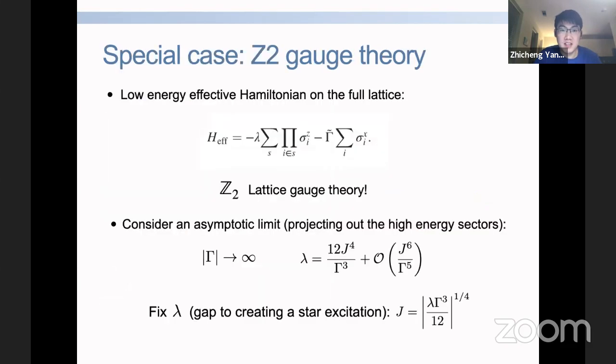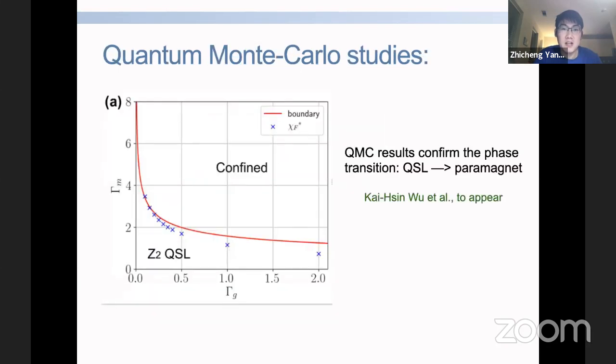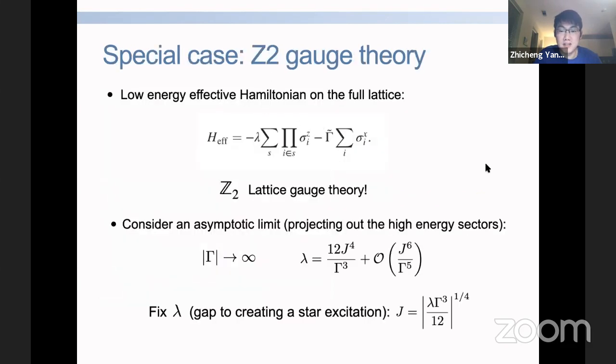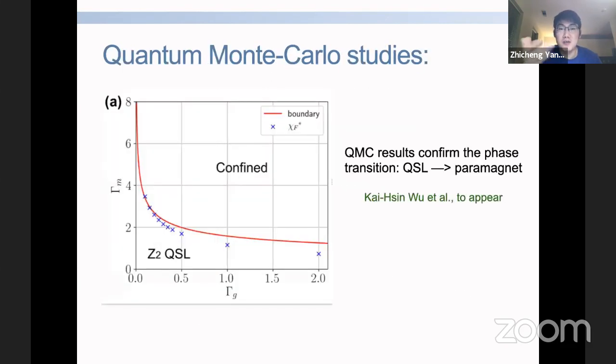So this is basically this model, and then how this maps to this familiar Z2 gauge theory. And here, there is some ongoing work. Let me just briefly mention about this model. Because this model, not this one, but the original Hamiltonian, only contains 2 body interactions. So we can actually do quantum Monte Carlo study on this model. This is ongoing work by Kai-Xing Wu at Boston University.